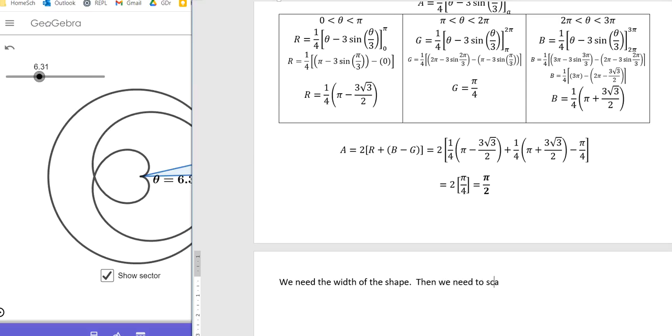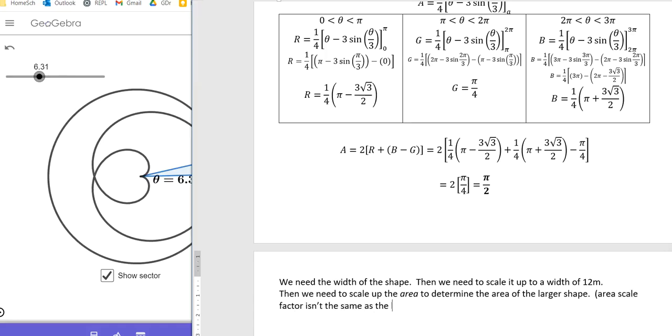Then we need to scale it up to a width of 12 meters. Then we need to scale up the area to determine the area of the larger shape. And that's going to involve an area scale factor. So we're going to watch out for that. I'll talk about that in a moment. First, let's deal with the width.